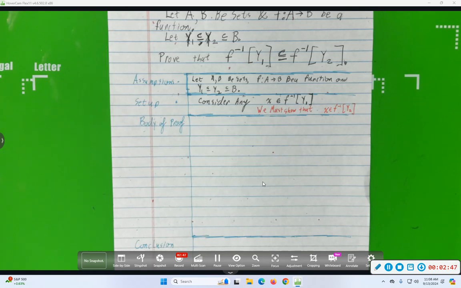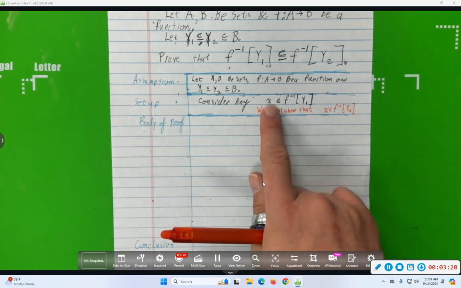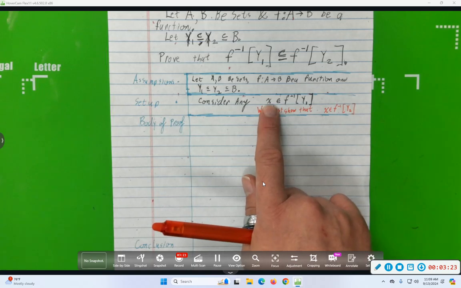Well, do you know what it means to be in the preimage of y1? If you don't, then you're in trouble. If you don't know what you know, then there's no way you can prove anything. You don't know what the definitions are. So, if you don't know what it means to be in the preimage, well, you have your notes, right? What's it mean to be in the preimage? Cool. And that means that this x is an input, and when you apply f to that input, you get something in y1. That's what it means to be in the preimage.